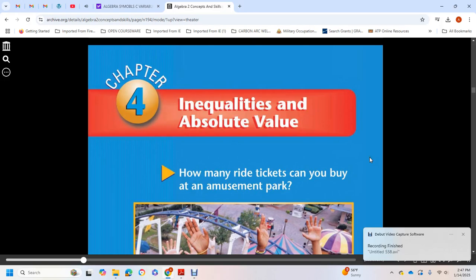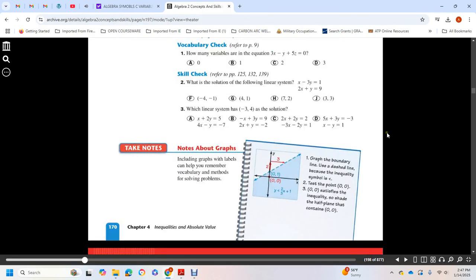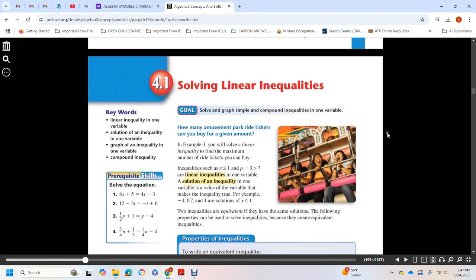Alright, Chapter 4, Inequalities, Absolute Value. For 4.1, solving linear inequalities. Solve a linear inequality to find the maximum number of ride tickets you can buy.